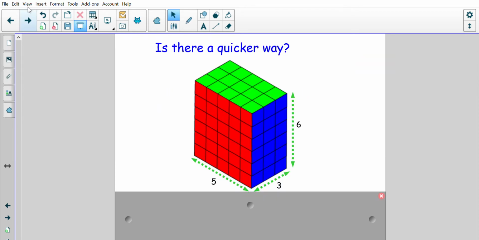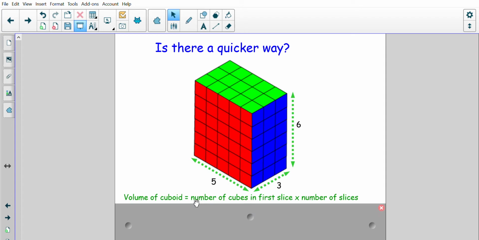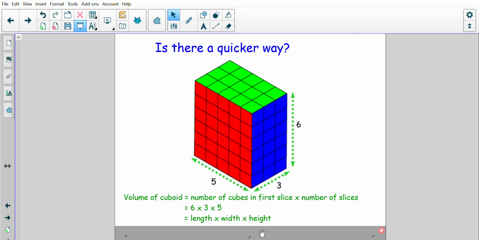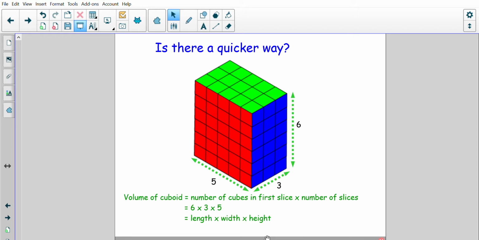So let's go back to this big cuboid and look at the quicker way of working out the number of cubes. So we can see that the volume of the cuboid would be the number of cubes in the first slice. So if we look at this first slice here, this 3 cubes along the bottom and 6 cubes high, the number of cubes in that slice multiplied by the number of slices. So that gives us 6 times 3 times 5, which basically means we've done length times width times height of the cuboid to get the volume of the cuboid, which was 90 centimetre cubed.